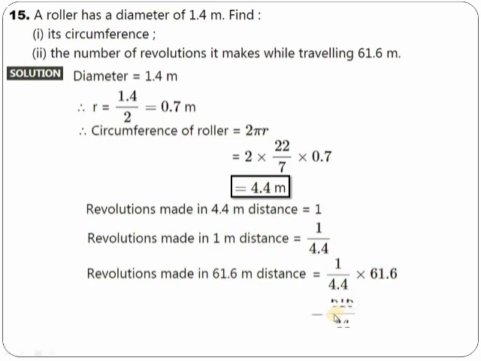So when you simplify this, it turns into 14. That means to cover a distance of 61.6 meter, the roller needs to make 14 revolutions. Okay, so that's the meaning of this particular question.